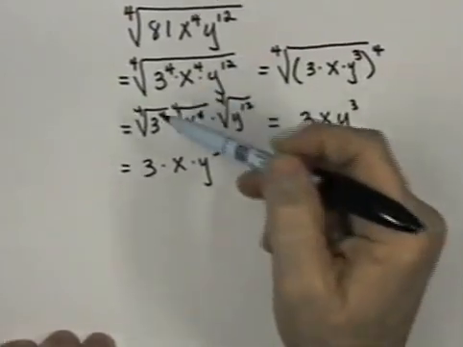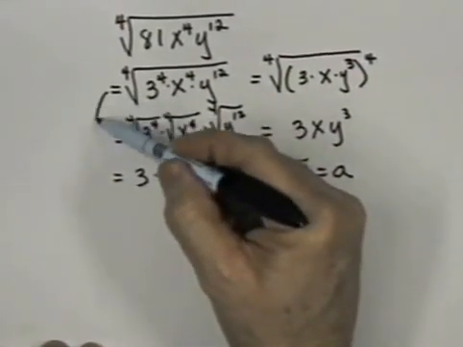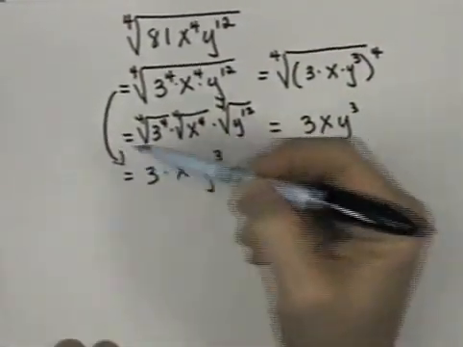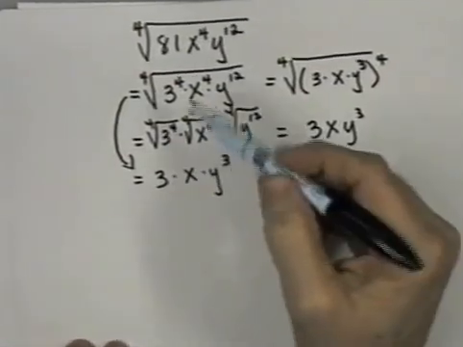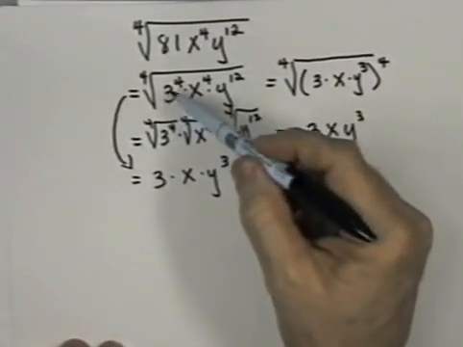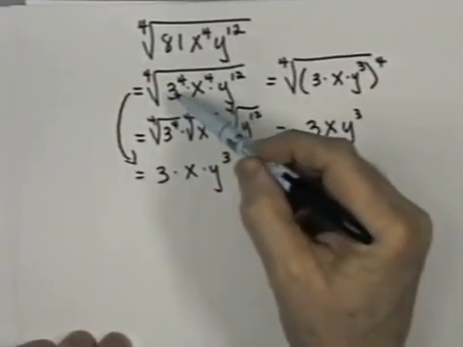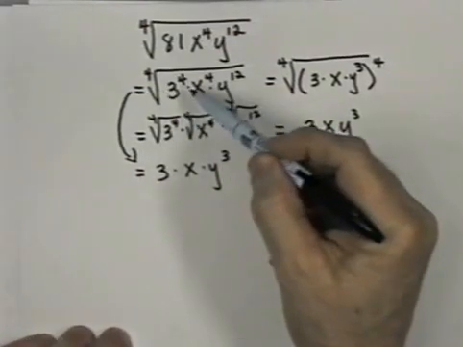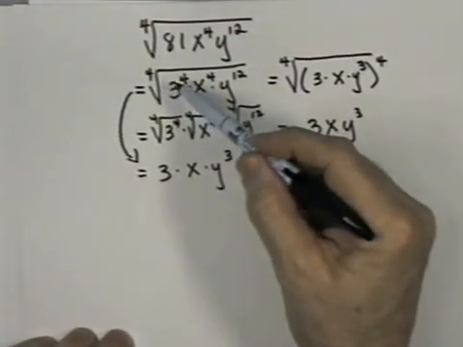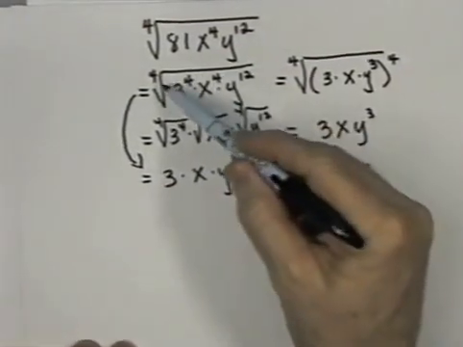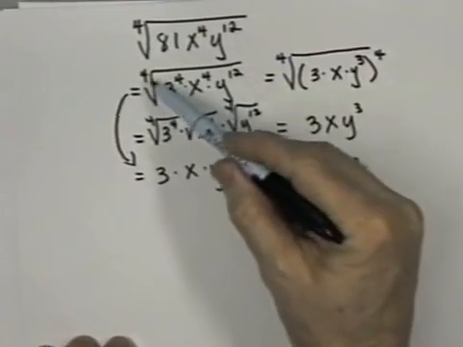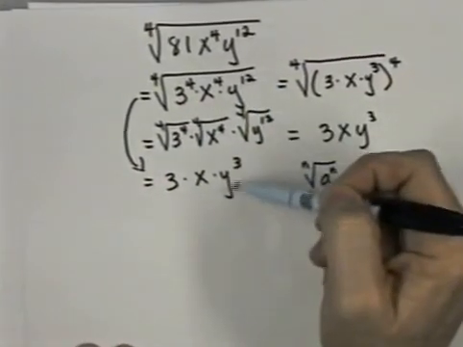So we want to get to this point, and I think your instructor will allow you to do this, that the fourth root, you could just immediately say that the fourth root of 3 to the fourth is 3, the fourth root of x to the fourth is x, the fourth root of y to the 12th is y cubed.